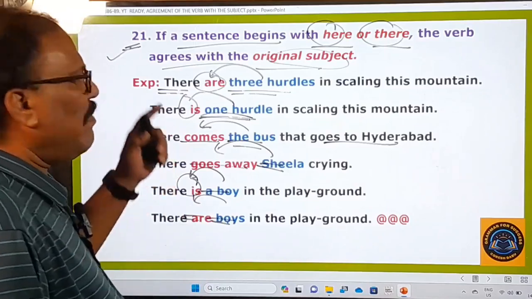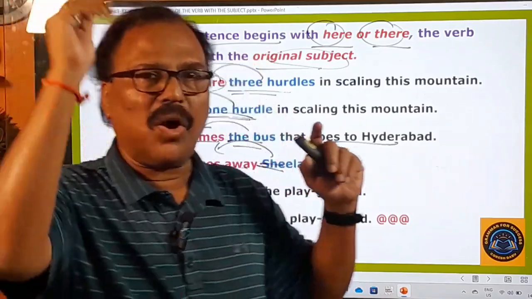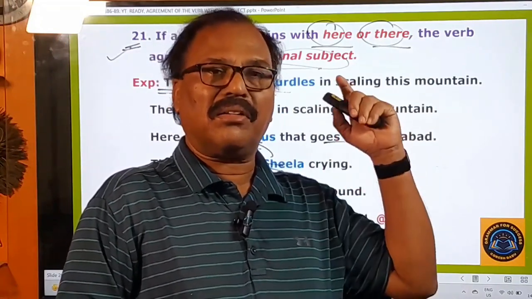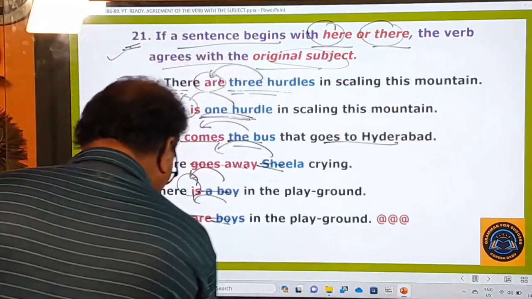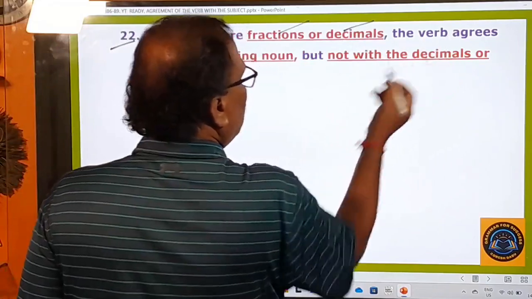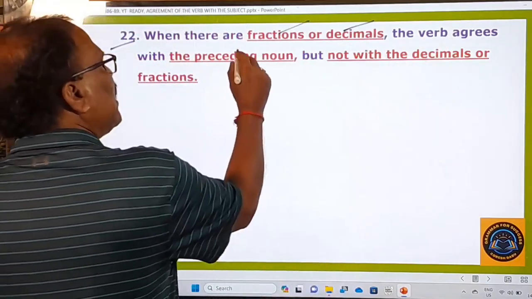So, in this way, when the sentence begins with here or there, you must use the verb according to the real subject of that sentence. Come on, let's move on to the next rule. And this 22nd one is: when there are fractions and decimals, the verb agrees with the preceding noun.